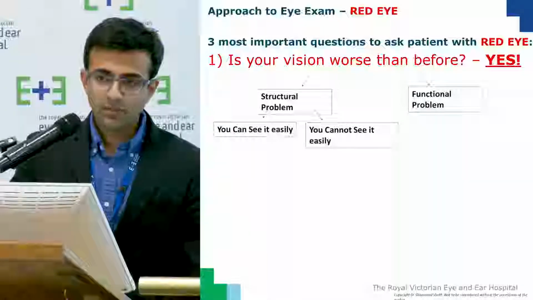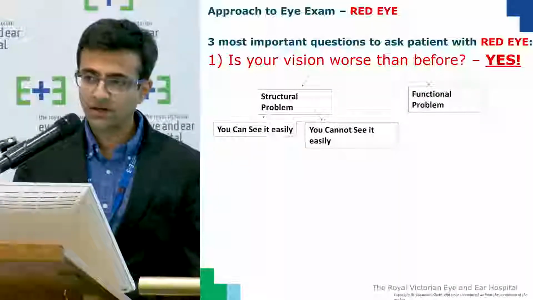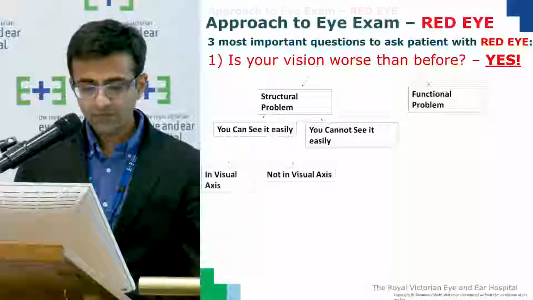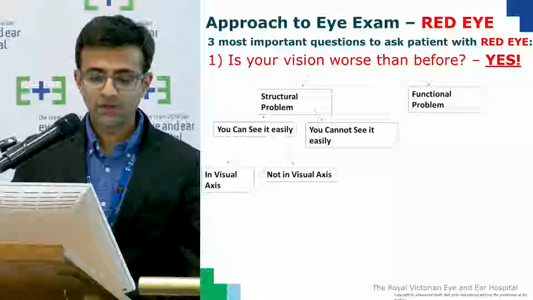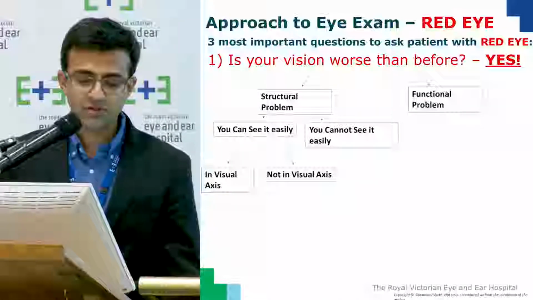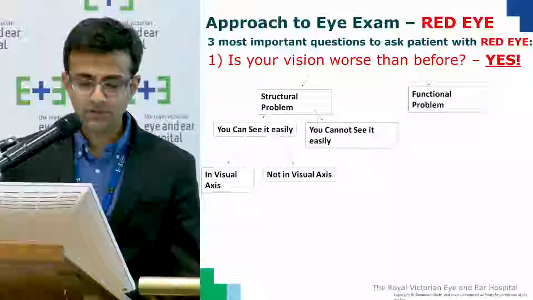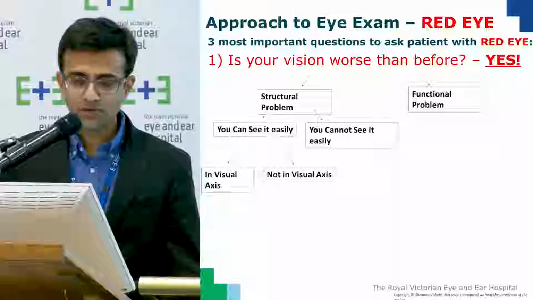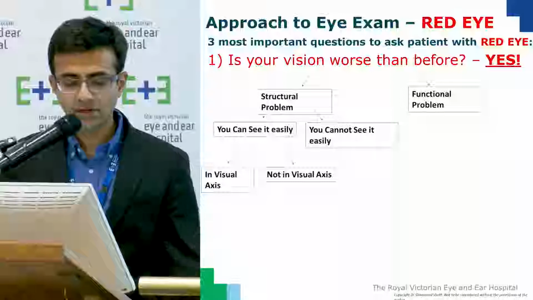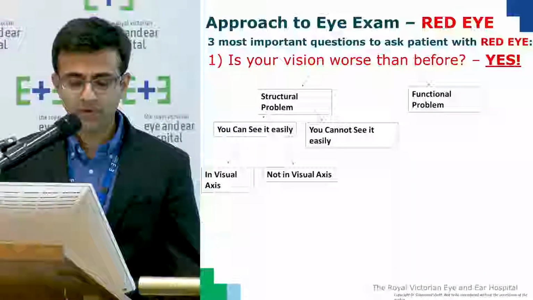If it's a structural problem, it could be one of two things: you can either see it and it's obvious, or it's something subtle and you can't see it. If you can see it, you should think, is it in the visual axis? Because structural problems in the visual axis are known to affect the vision of the patient. And if it's not in the visual axis, is it still causing some change in the structure of the eye that's causing the patient's vision to be worse?